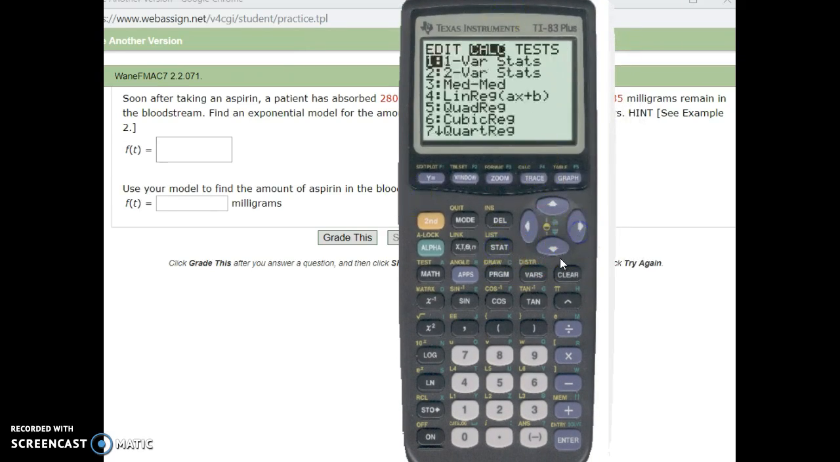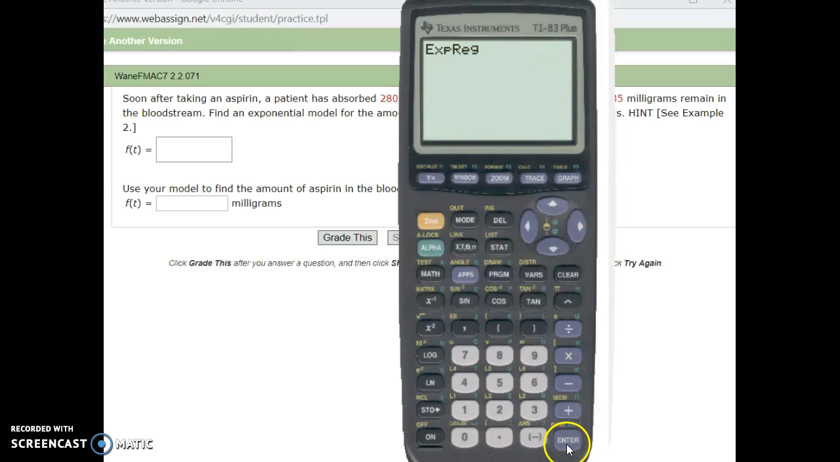Stat, calc. We don't do linear regression this time. We're coming down to number 0 or 10, whichever you want to think of it. I could have hit 0 down here, but I didn't know exactly which one. This is the reason I'm looking through, because I know there's at least A and B. But here's exponential regression at 0. I hit enter. It's asking me if I want something besides L1 and L2. I really don't. But here is an exponential regression.